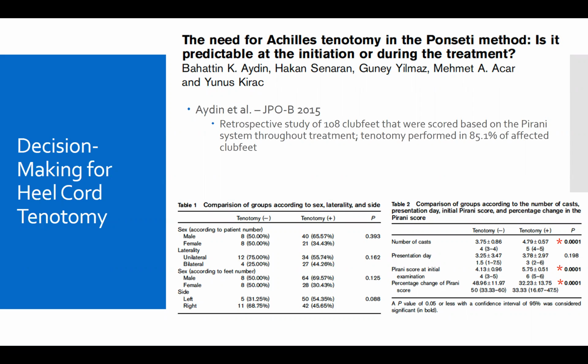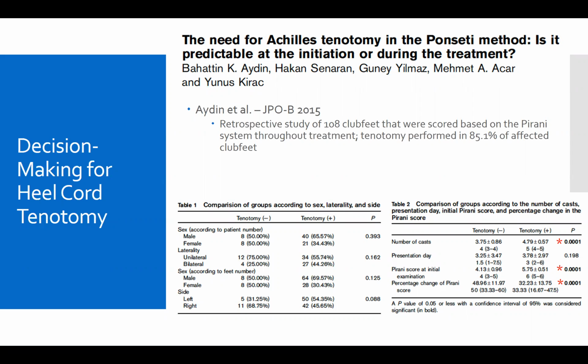So they found in the study that the sex of the child, affected side, whether it was right or left, and the presentation day from initial treatment were not found to be significant factors affecting the need for Achilles tenotomy. They did find the number of casts that were needed for these children throughout their treatment, the Pirani score at the initial time of evaluation, and also percentage change in Pirani scores throughout their treatment were found to be significantly correlated to the need for tenotomy.